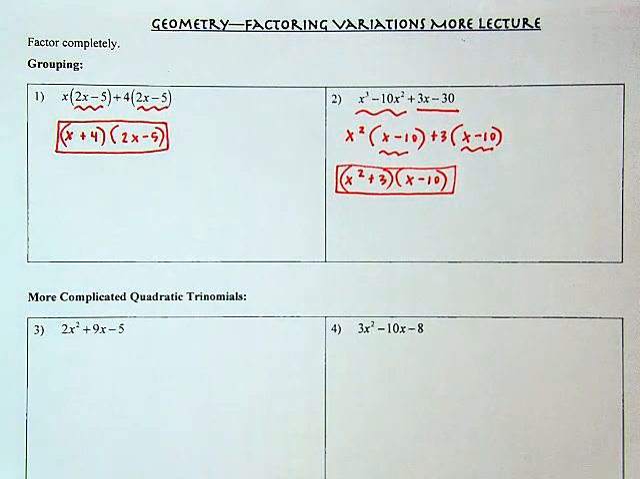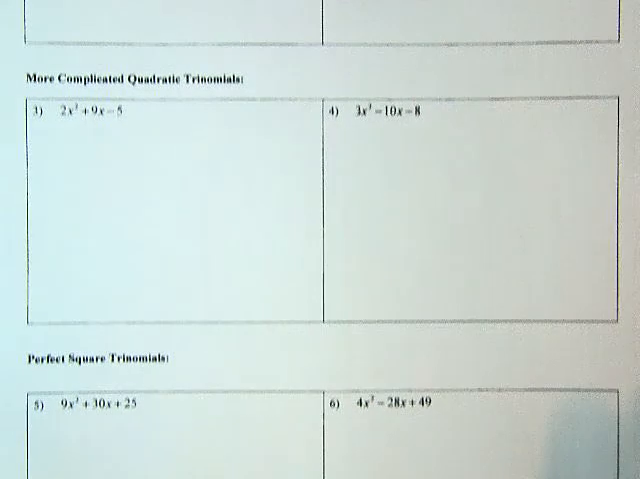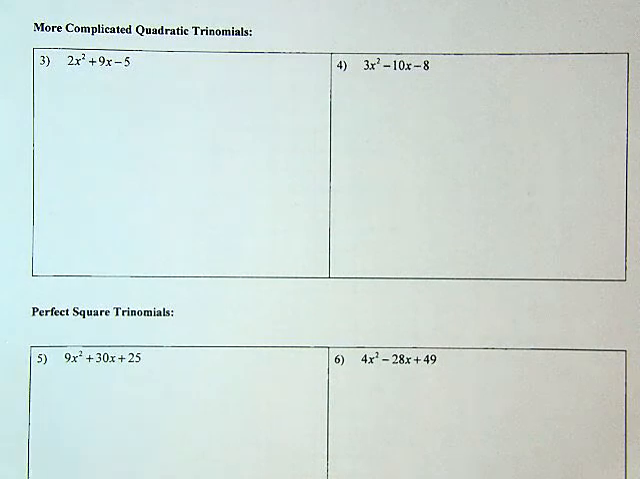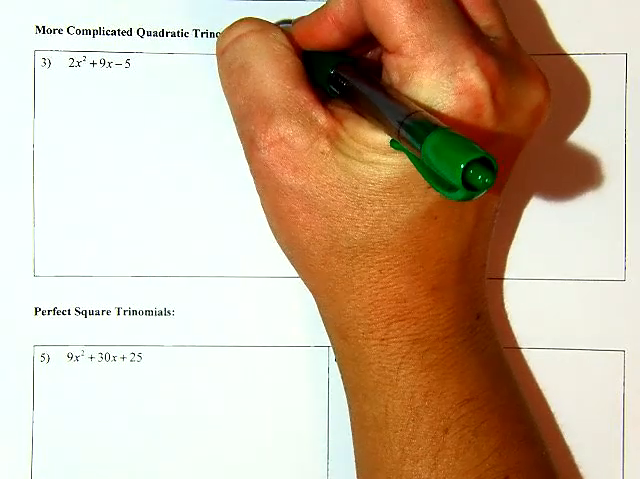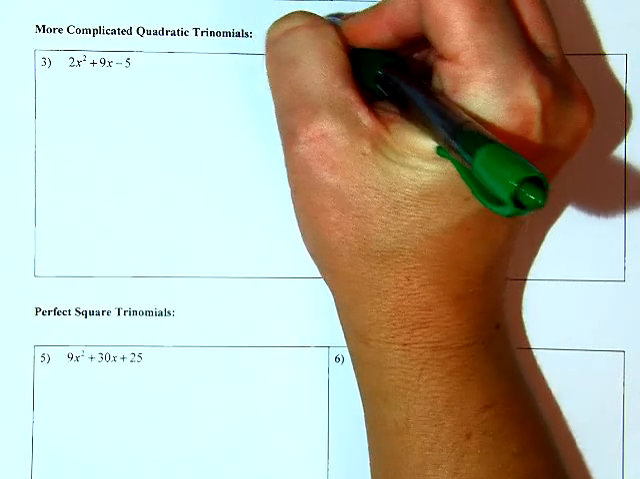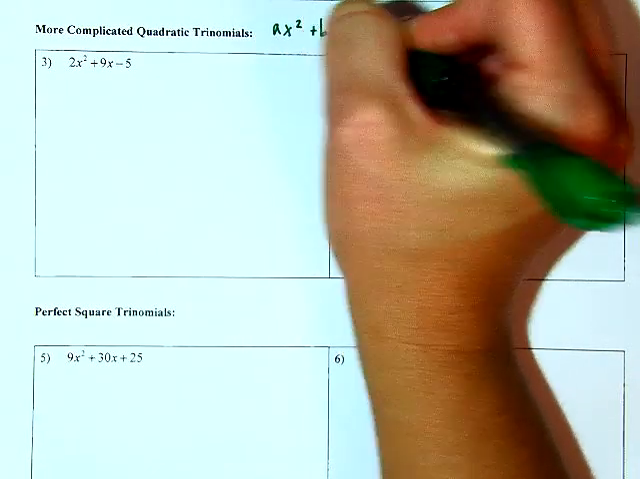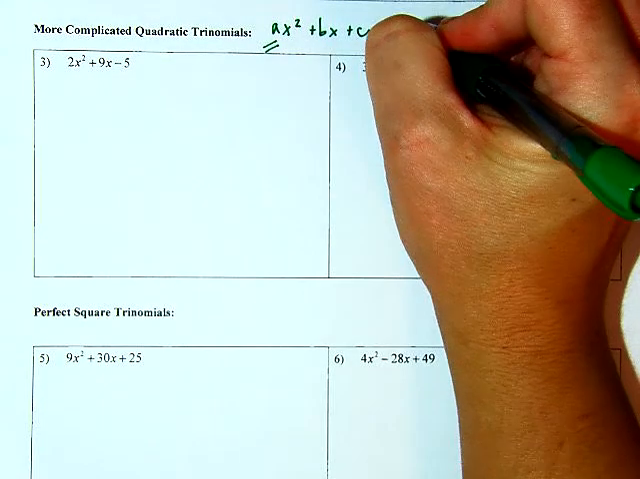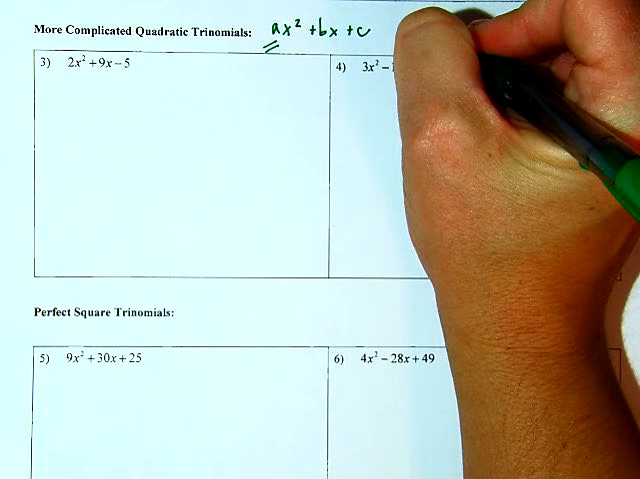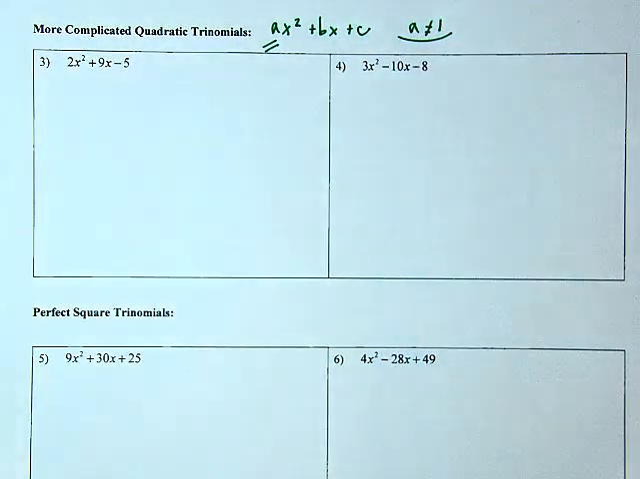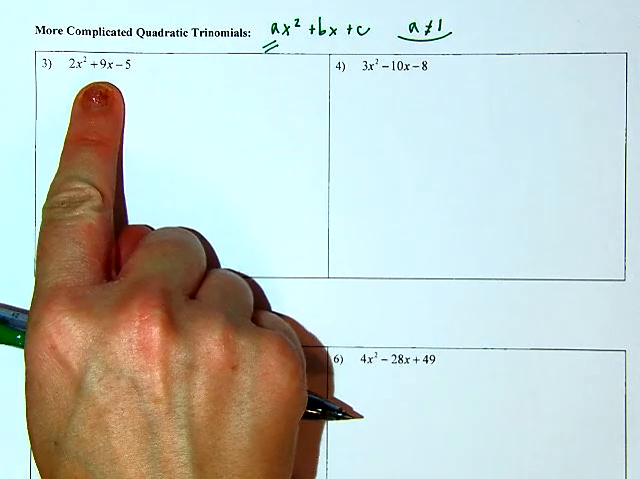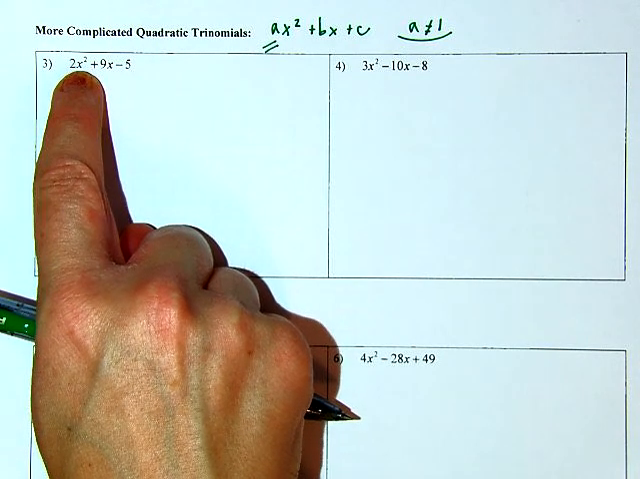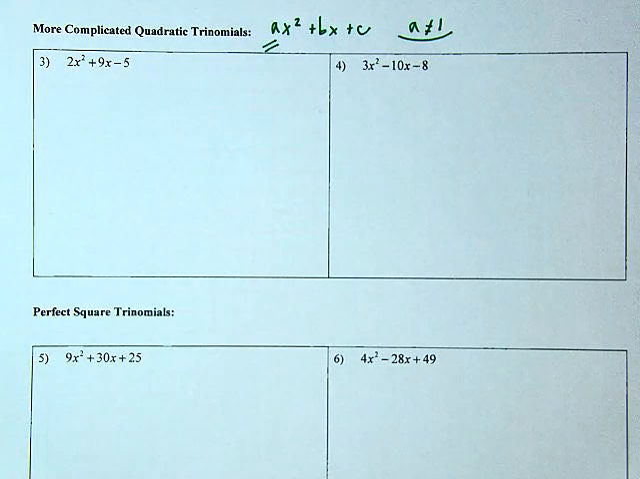All right, next up, we're looking at more complicated quadratic trinomials. So we've looked at the basic type. Now we're looking at more complicated ones. So here it's going to be in this structure, ax squared plus bx plus c. And I'm looking at that leading coefficient of a, and it's more complicated when that a value is not 1. So when I look at my first problem here in 3, I have 2x squared, right? It's not just x squared, it's 2x squared. So I'm trying to think, well, how can I factor this down?